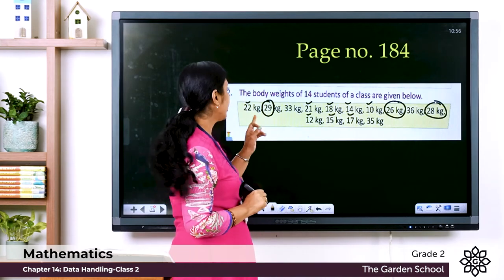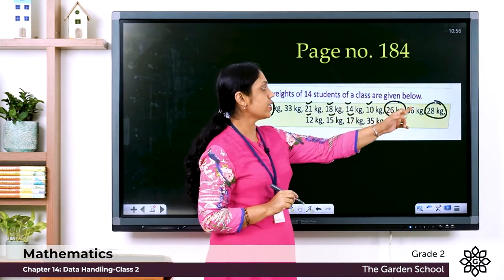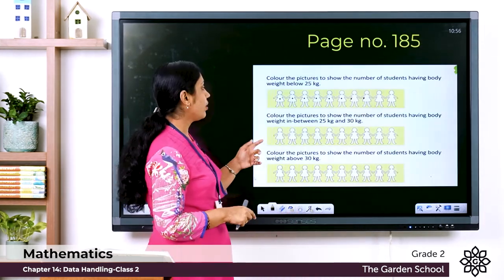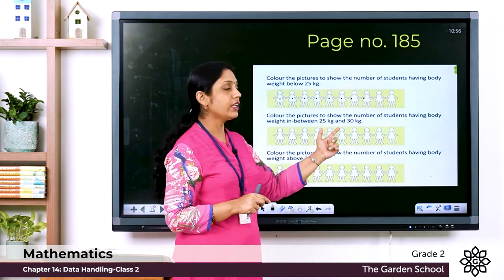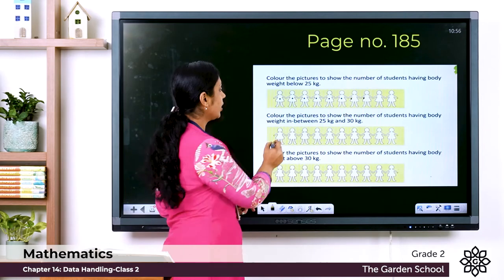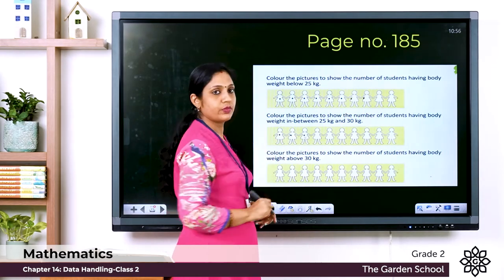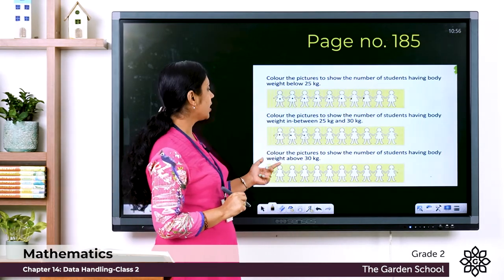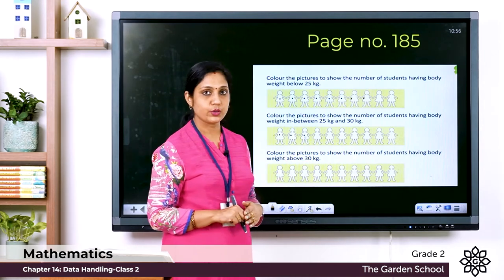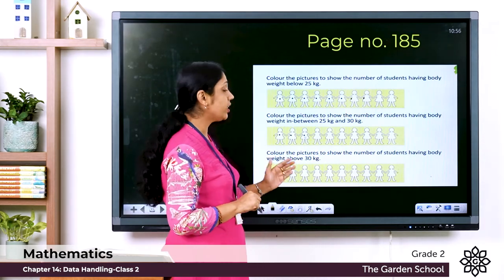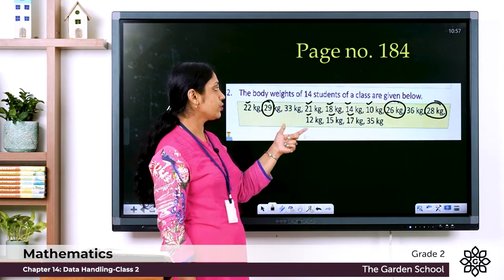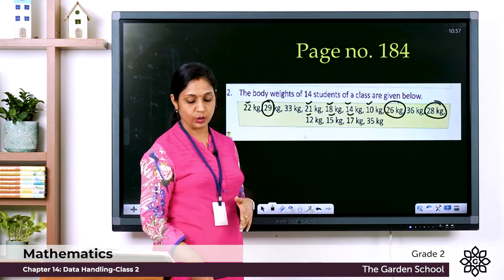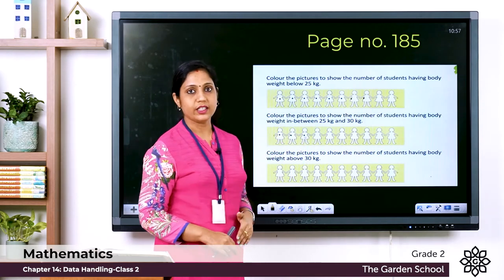So there are 3, 29, 26 and 28. So the number of students having body weight in between 25 and 30 kilo is 3. So you can color 3 pictures here. Similarly, the next one, color the pictures to show the number of students having body weight above 30 kilo. Here you can find out the number of students who are above 30 kilo and you can color here.